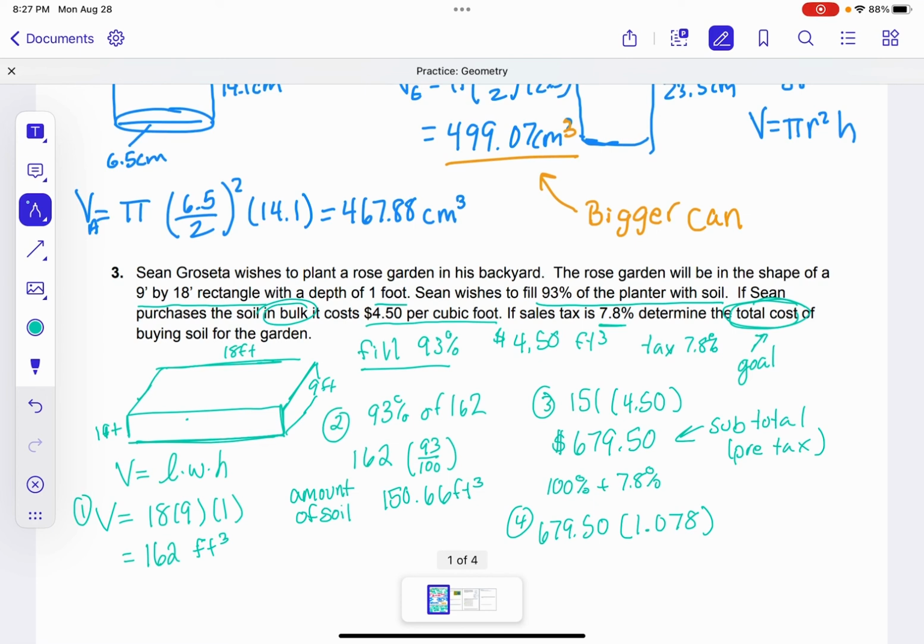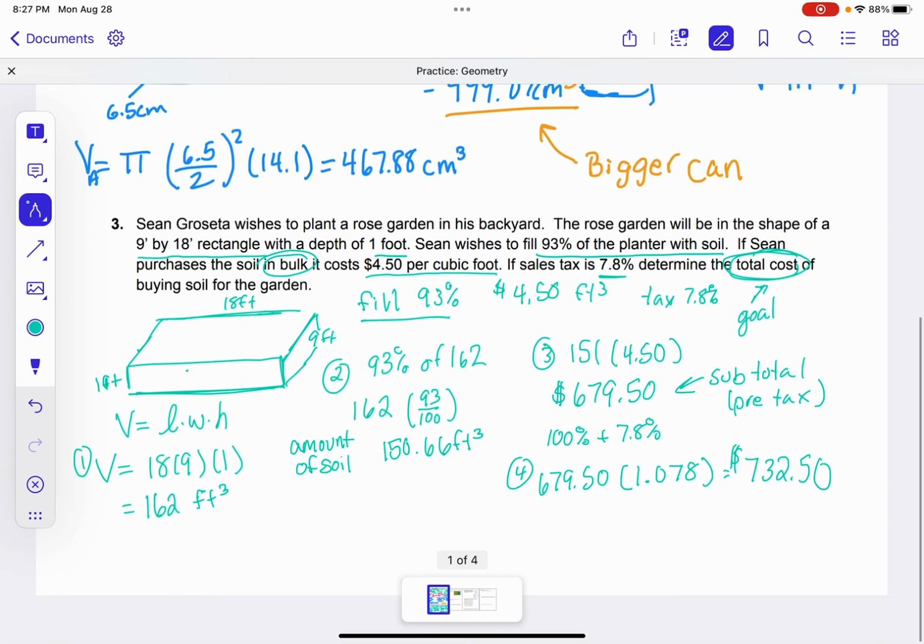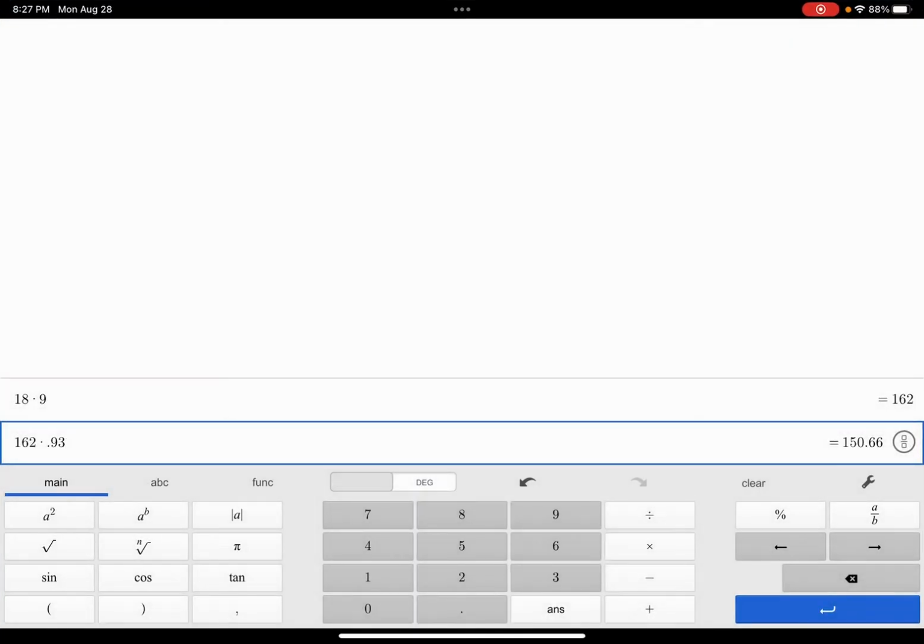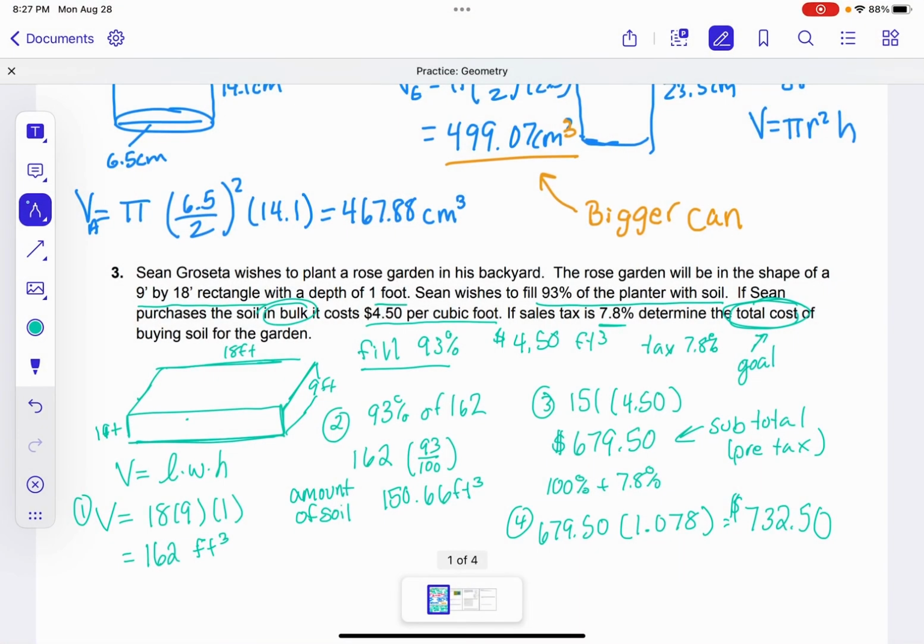And if I put that into my calculator, I would end up with a total cost of $732.50. And so we can check that just quickly in our calculator. So if I took my 679.50 and I times that 1.078, $732.50. And this would be my total cost.